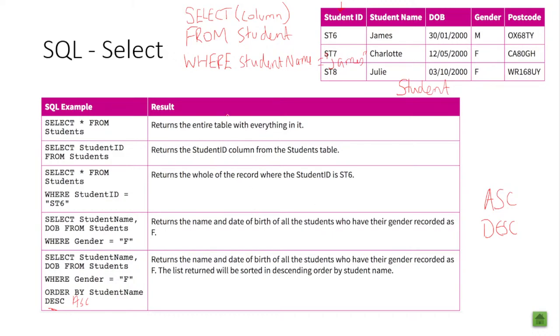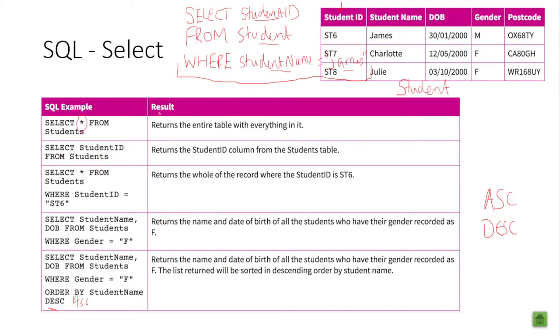So if I ran this here, right? If I put in there, let's get my eraser. There you go. Pen, all right? Let's go select student ID, right? It's going to return. Does anyone know what this is going to return? Does anybody know what value that's going to return for me? Any ideas? Yep, ST6. How do I know that? Because it's going to return the student ID from the student table where the person's name was James. ST6. Simple as that.